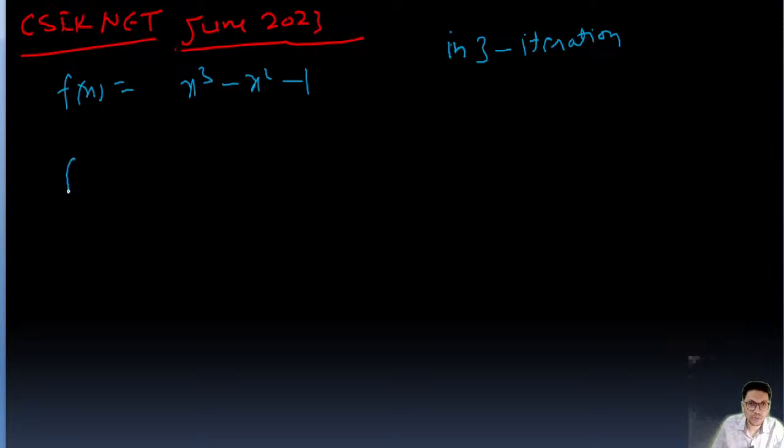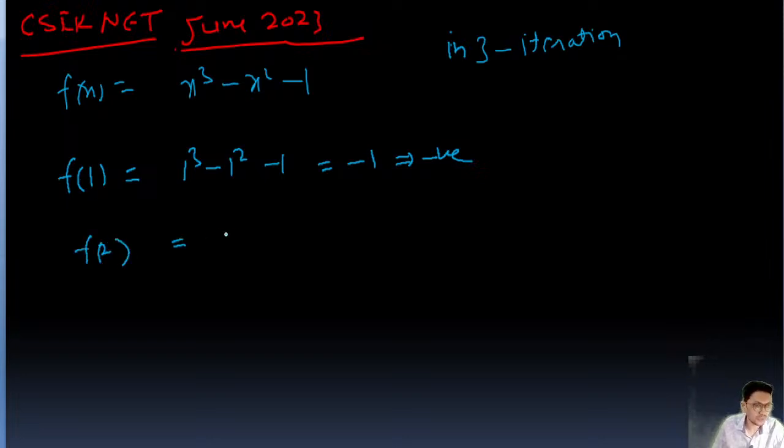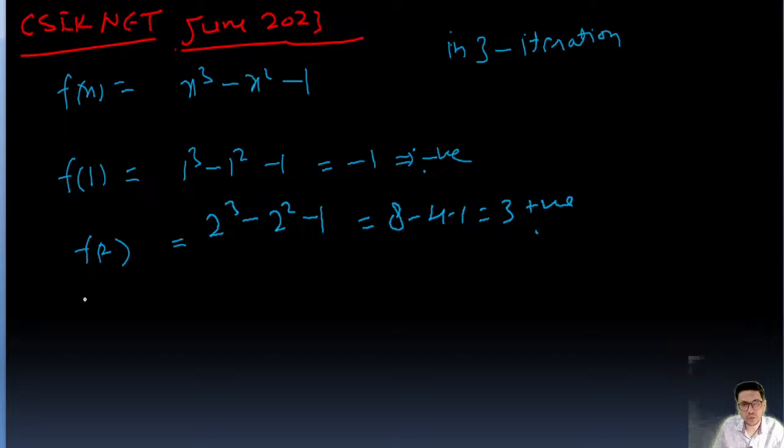Same thing. First we will find the interval. We will find f(1). f(1) is going to give 1 cube minus 1 square minus 1, so this is going to give minus 1, that is a negative value. Now we'll find f(2). f(2) is going to be 2 cube minus 2 square minus 1, so this is going to be 8 minus 4 minus 1, so 3. That is a positive value. So this is negative, this is positive, which means the root exists between this interval 1 and 2.